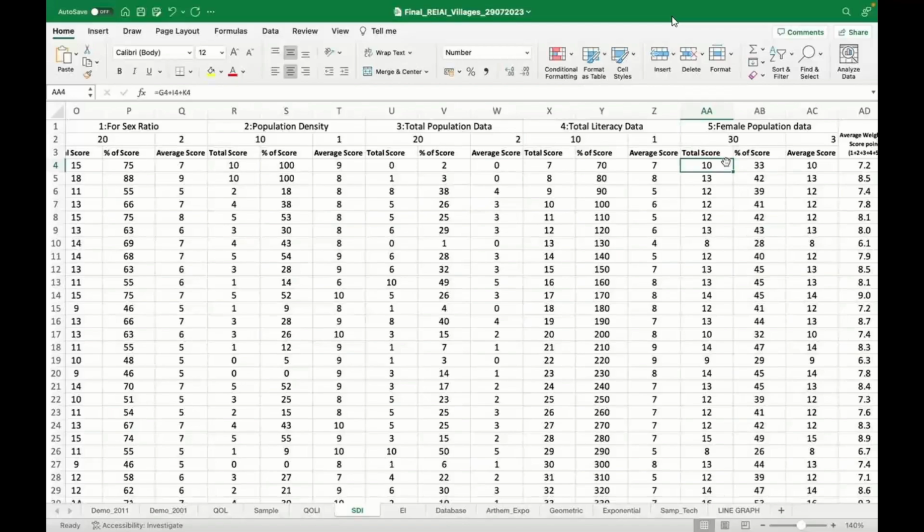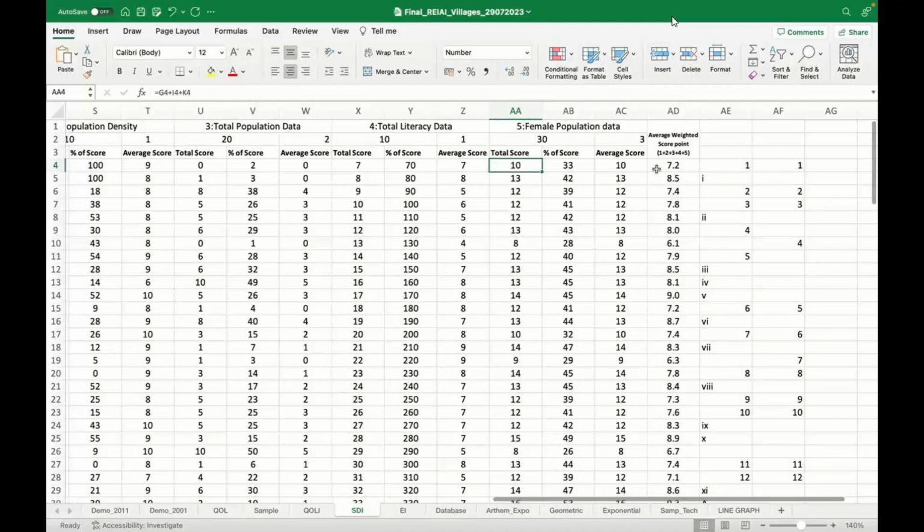You set your criteria, you set your own group. Don't follow this. I don't say you follow my group. You develop your own group and calculate. And then total score, which I have showed you in the slide, see.